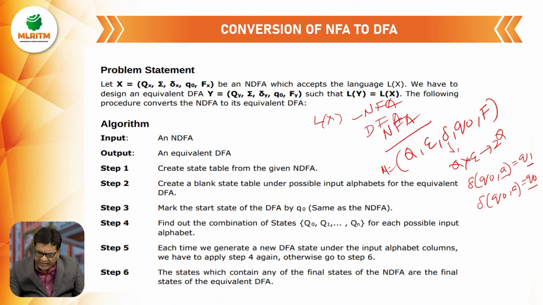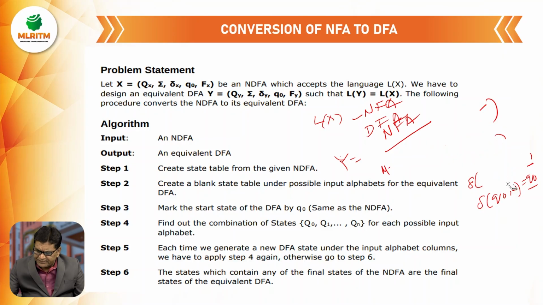How? I take Y equal to Qy, sigma, delta y, q naught, Fy. Whatever it is, it is the same, but in both, the transition function is different. In the NFA, Q cross sigma goes to 2 power Q. But in the DFA, Q cross sigma goes to only Q. The current state with the current input goes to only one state. The following procedure converts an NFA to an equivalent DFA.